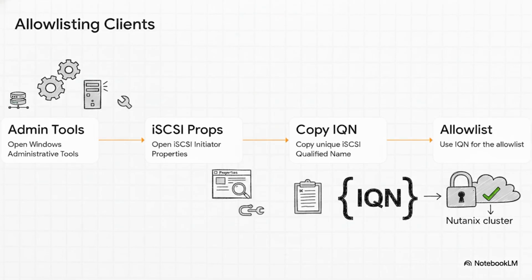Let's make this totally concrete. Imagine you're allowlisting a Windows client to access this storage. First, you'd pull up your Windows administrative tools. Second, open the iSCSI initiator properties. Third, and this is the absolute key step, you locate and copy that unique iSCSI qualified name, the IQN. Finally, back in your Nutanix cluster UI, you plug in that unique IQN, not the IP address, to allowlist the client.